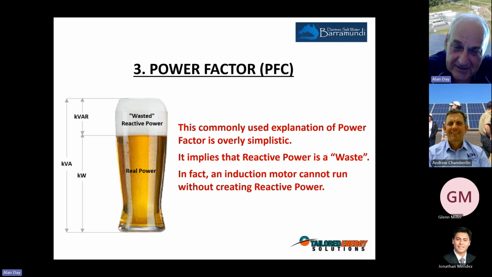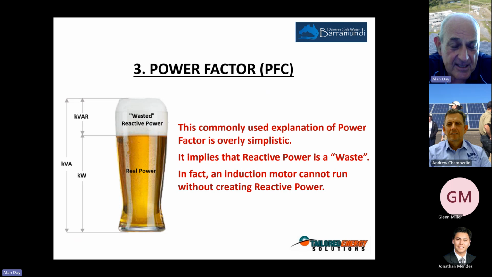So, power factor correction. I'm really not fond of this image, an explanation of power factor that's used to explain it to electrical apprentices and all sorts of people. The idea is that you can only drink the real beer and the fluff on the top is just a waste of time. The thing I don't like about it is that the implication is that reactive power is a waste, when in fact a motor won't run without it. We'll explain that in more detail in a minute.